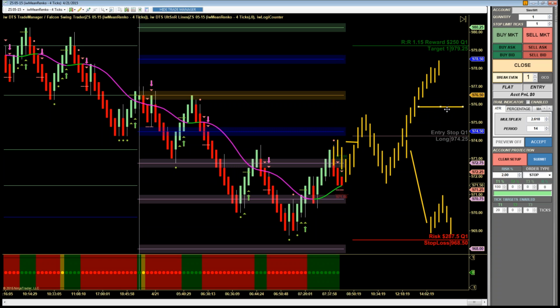So where's the decision point in this marketplace? The decision point occurred right here. After the buyers came back, there's a little bit of a push, and all of a sudden, this is the decision point. Is it going to go higher? Is it going to go lower? That's why I start rolling my stop up.